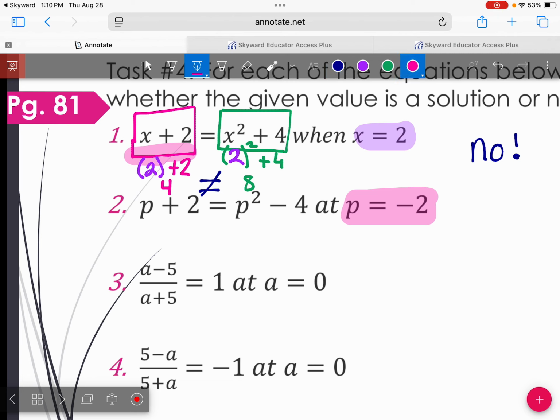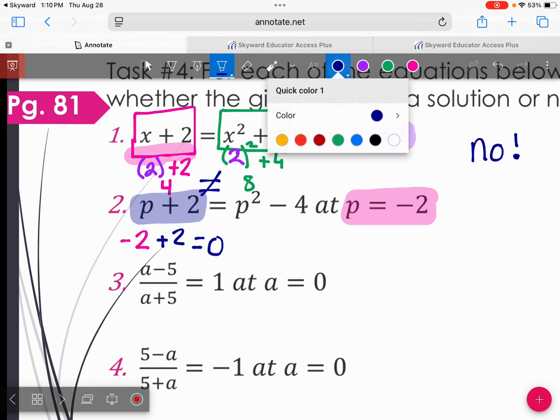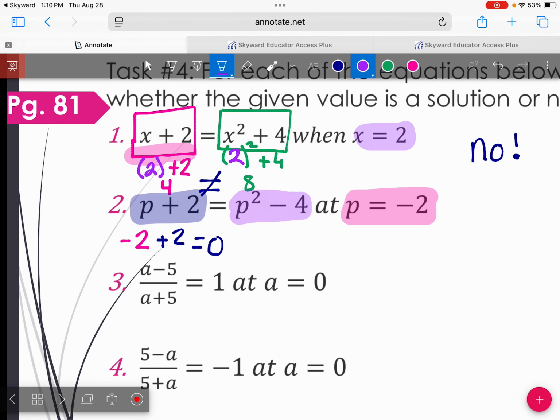They are equal, because if I substitute in my -2 plus 2 on this piece, what do we get? -2 plus 2 gives me 0. If I substitute in my -2 here, what do we get? 0. 0 again.